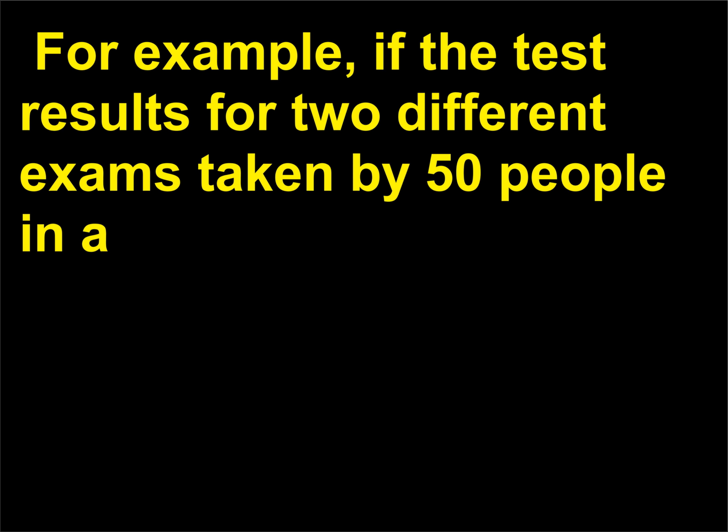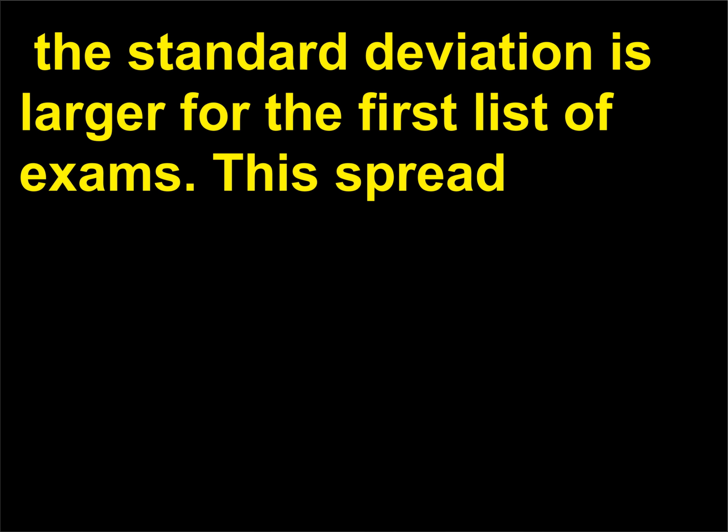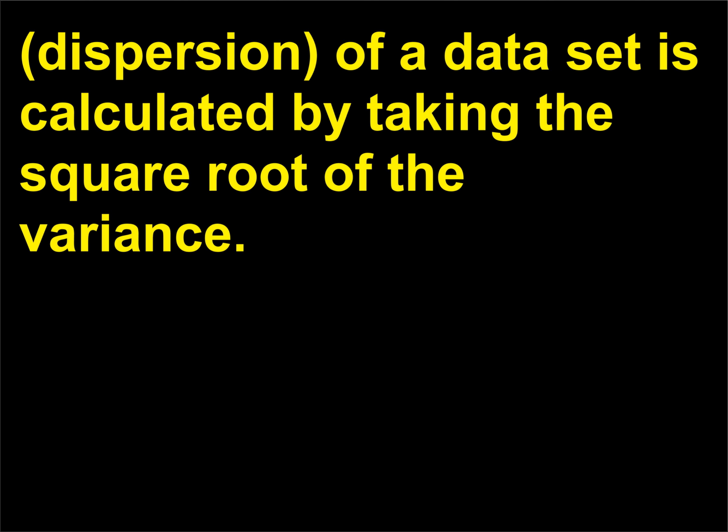For example, if the test results for 2 different exams taken by 50 people in a geology class range from 30 to 98% for the first exam and 78 to 95% for the second exam, the standard deviation is larger for the first list of exams. This spread, or dispersion, of a data set is calculated by taking the square root of the variance.